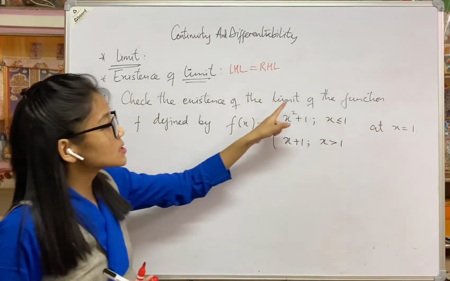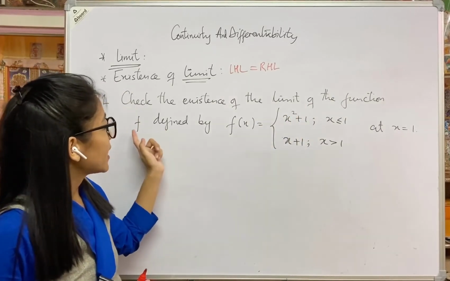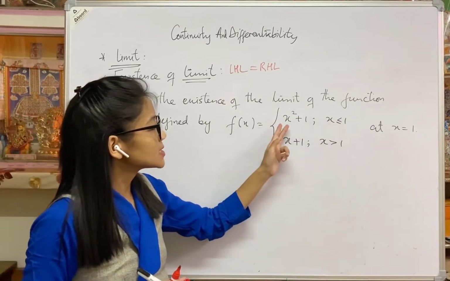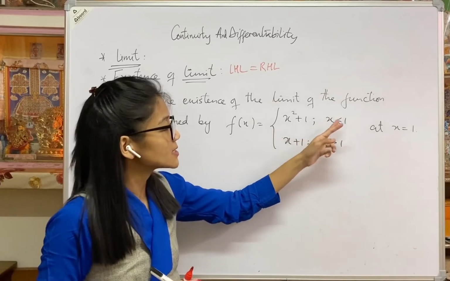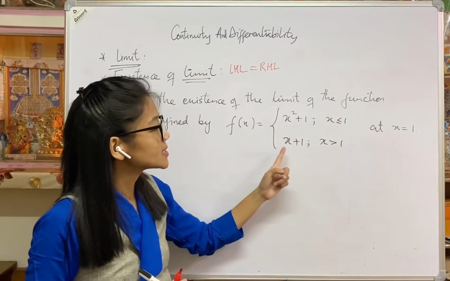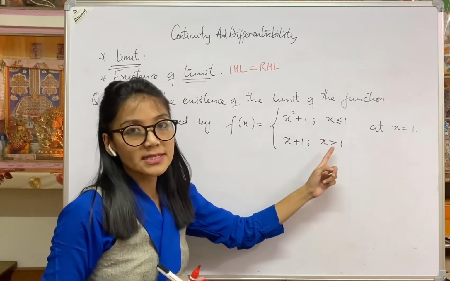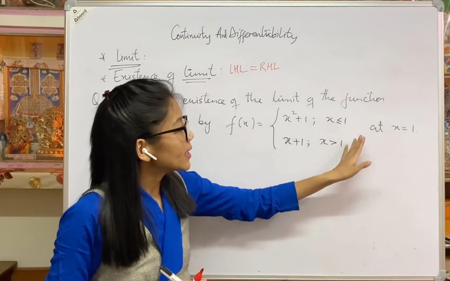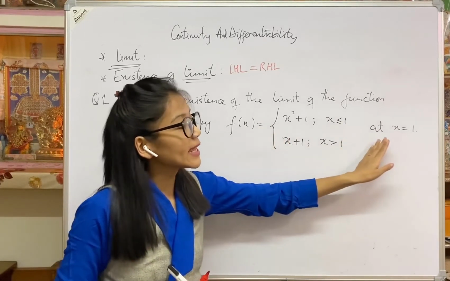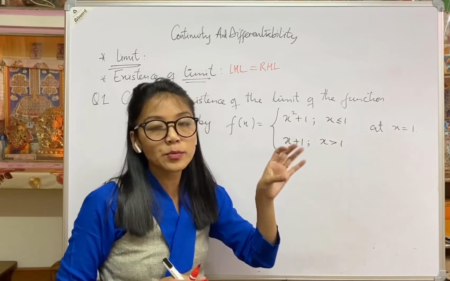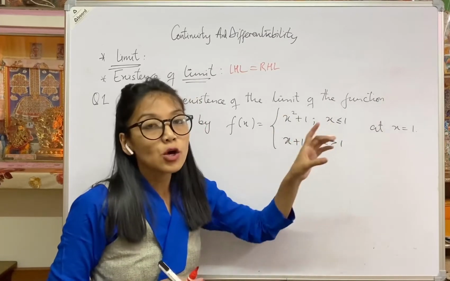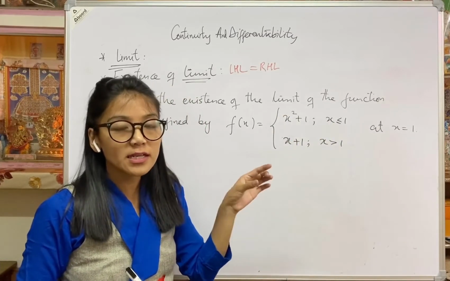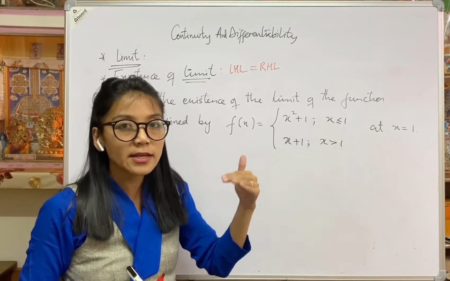Check the existence of the limit of the function f, which is defined by f of x is equal to x square plus 1 when x is less than or equal to 1, and f of x is equal to x plus 1 when x is strictly greater than 1. And you have to check the existence of the limit at x is equal to 1. That is the limit point. Limit point is given as 1. In the earlier example, we had taken a limit point as 2. X is tending towards 2.